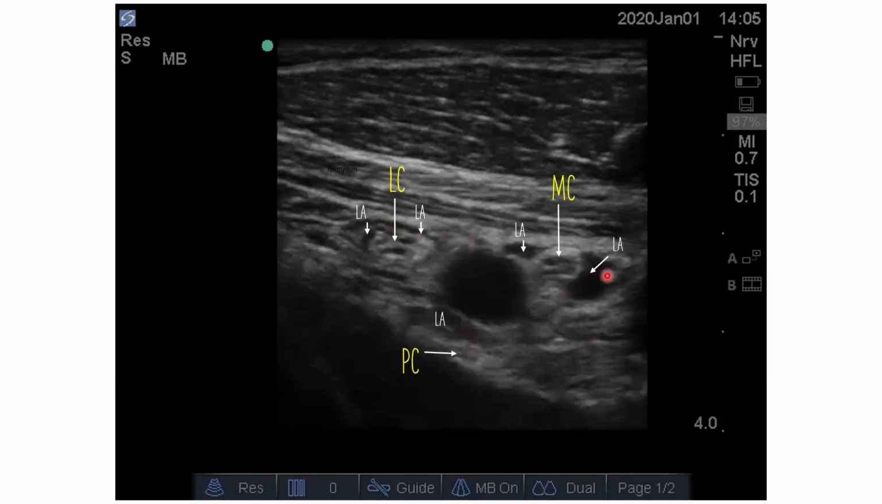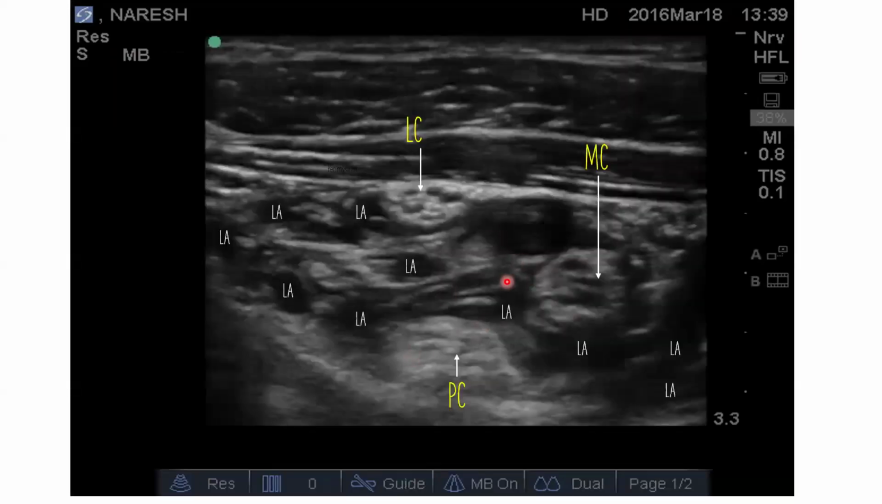So 5 ml of local at each point would suffice, or you can give just one injection of local, 15 ml here, and when you try to see the injection in dynamic scan that the medial, lateral, and posterior cord are all involved, it means that the block is optimal.